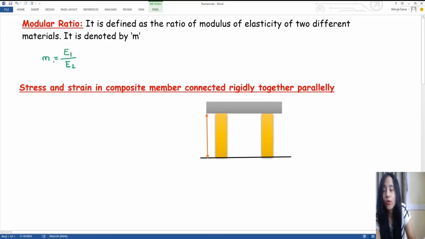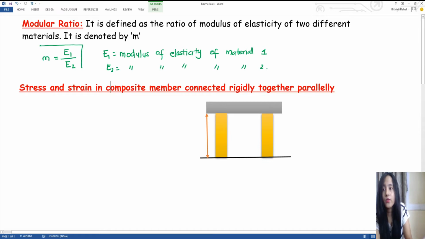So this is modular ratio, and E1 here is the modulus of elasticity of material 1. Similarly, E2 here is the modulus of elasticity of material 2. So this is modular ratio.